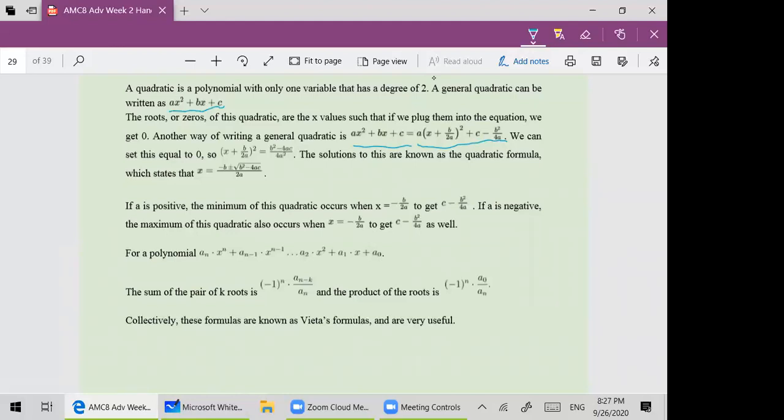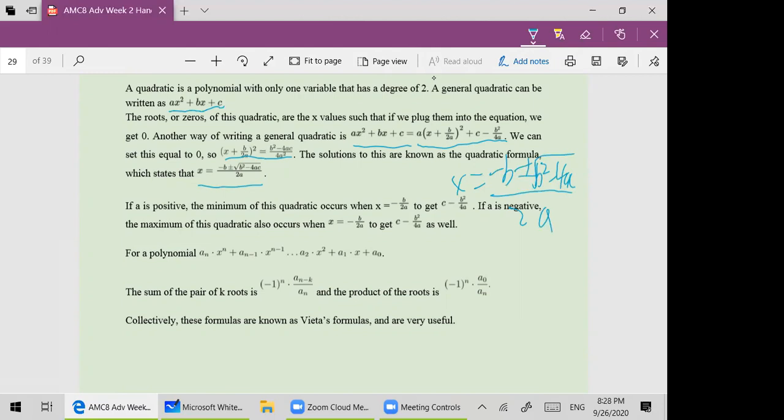So to solve for the root of a quadratic, we can set this equal to 0, which gives this equation. And now we can take the square root of both sides and subtract b over 2a from both sides of the resulting equation. So it gives you that x equals negative b plus or minus the square root of b squared minus 4ac, over 2a, which is very important and is known as the quadratic formula.